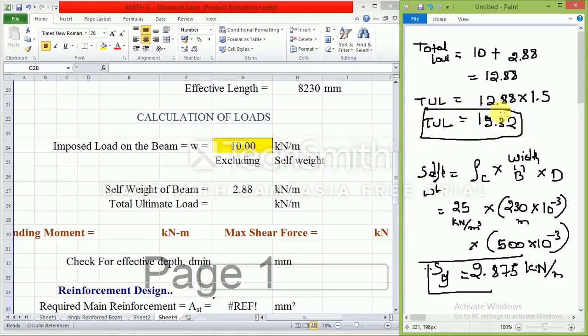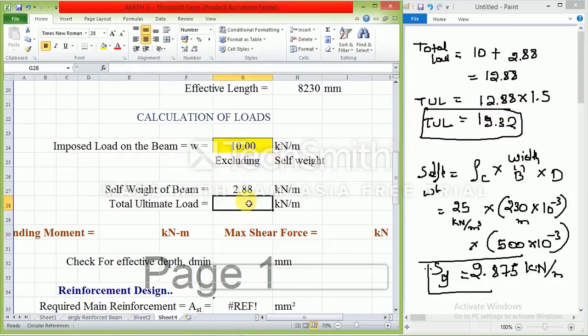I'll substitute the value in here. This will be equal to total load. Total load means imposed load on the beam plus self weight. I'll just close the bracket into what is the factor of safety, it is 1.5. Okay, I had made this column yellow because this is predefined.